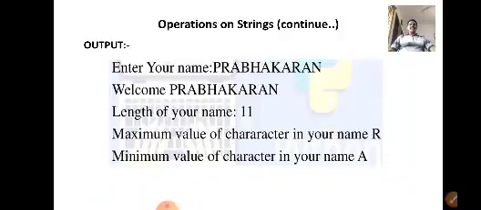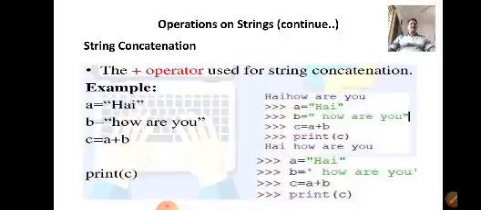Here, suppose we take an example. Enter your name: Prabhakaran. Then it prints welcome Prabhakaran. Length of your name is 11 characters. Maximum value of character in your name is R, because its ASCII value is more. Minimum value of character in your name is A, because the ASCII value of A is lesser than the ASCII value of R. The maximum value in that name is R because its value is more in the ASCII table. Okay.